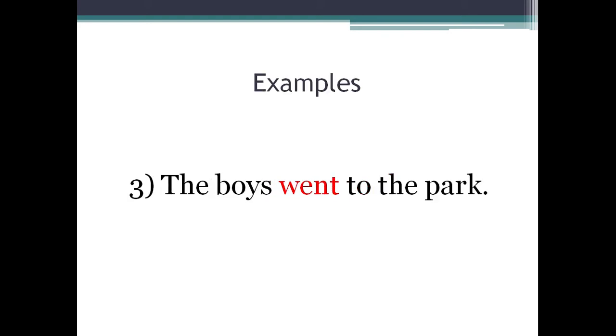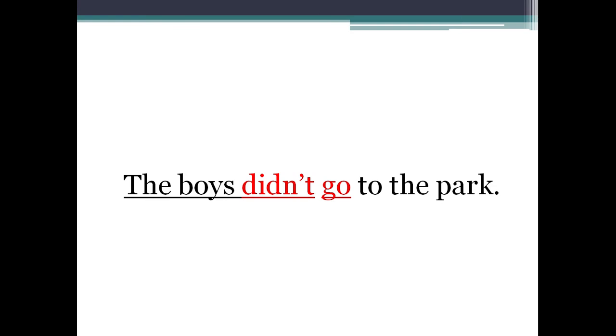Okay, the next one. The boys went to the park. It's clear here the verb is went, but it is an irregular verb. It's the past of go. When we change this sentence into negative, we add didn't, as we said before. After didn't, we have to change went into the infinitive form, which is go. Yes, correct. So the correct form will be the boys didn't go to the park.